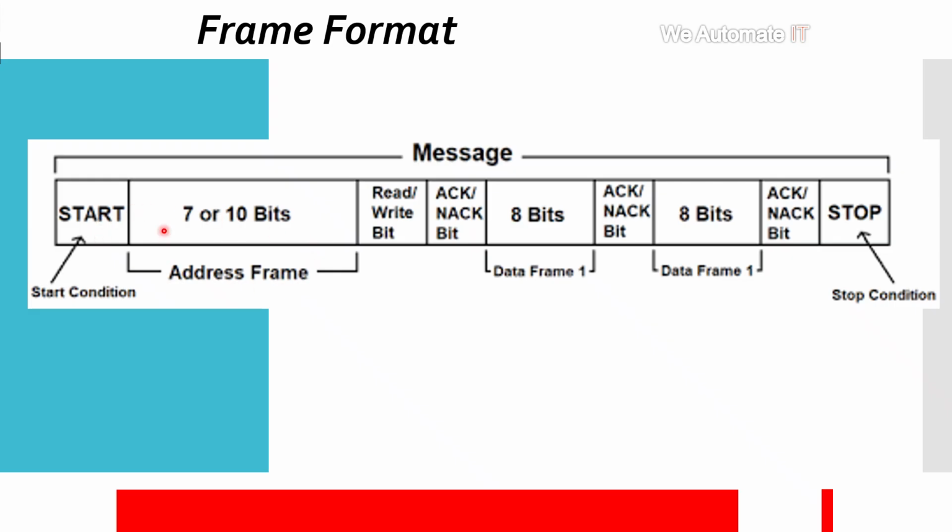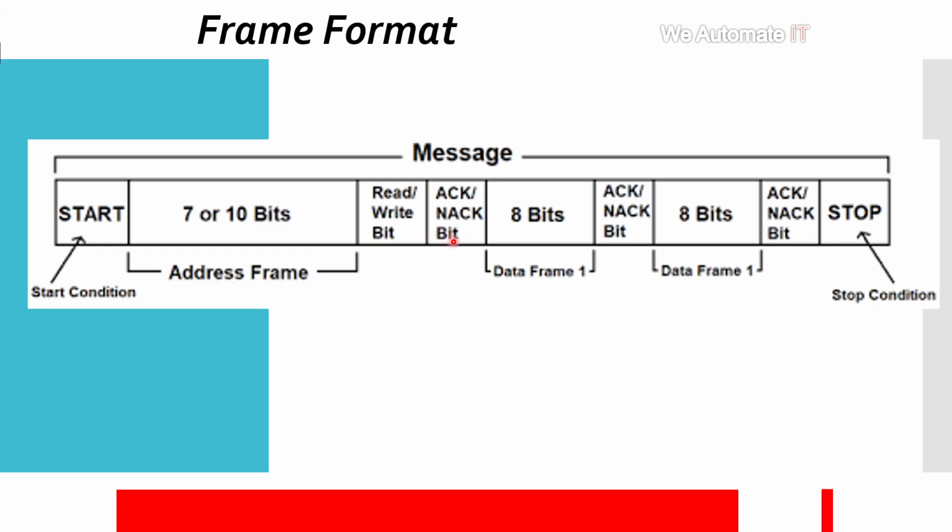Again the address frame is given. In this address frame, it is considered as 7 or 10 bits. If it is 7-bit, it is considered as connecting 127 devices, and if it is 10-bit, it connects 1023 devices, isn't it? Yes, we have seen it earlier, right? So next it is given as a read or write bit. So only these reading and writing options will be done here.